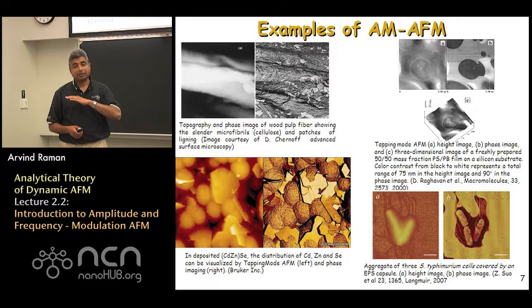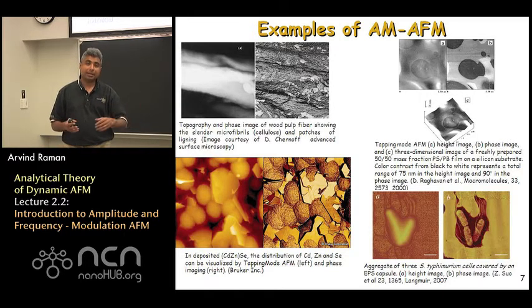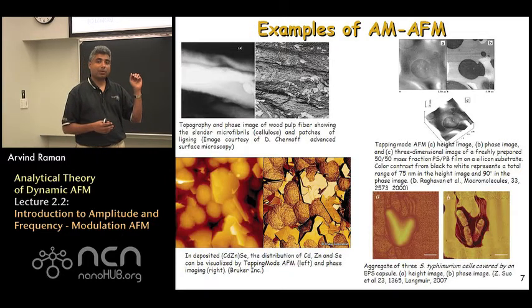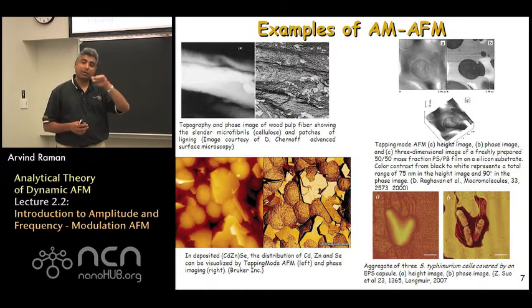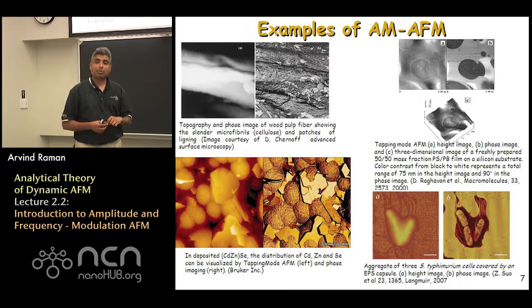So one can see that we get very complementary information. On one side, one sees the topography of wood pulp. On the other side, one sees the composition, the local material property contrast. And in fact, by looking at the sample, one can tell the difference between the cellulose fibrils in the wood pulp and the lignin patches that are also spread all over the sample.